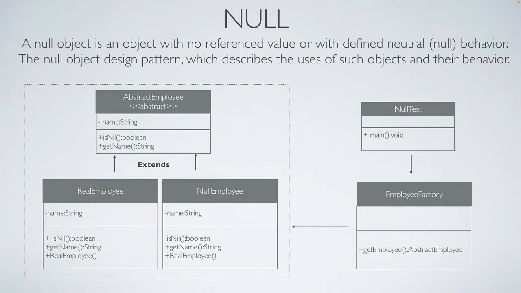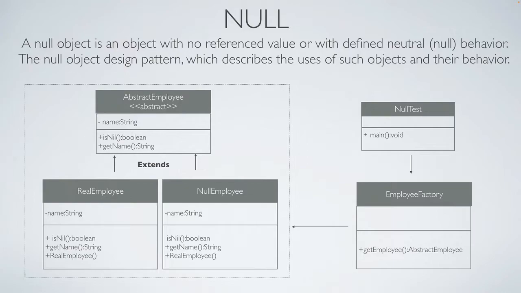We are going to talk about the null design pattern. A null object is an object with no referenced value or with defined neutral behavior. The null object design pattern describes the use of such objects and their behavior. A null object replaces checks for null object instances. Instead of checking null values, a null object reflects a do-nothing relationship. Such null objects can also be used to provide default behavior in case data is not available.